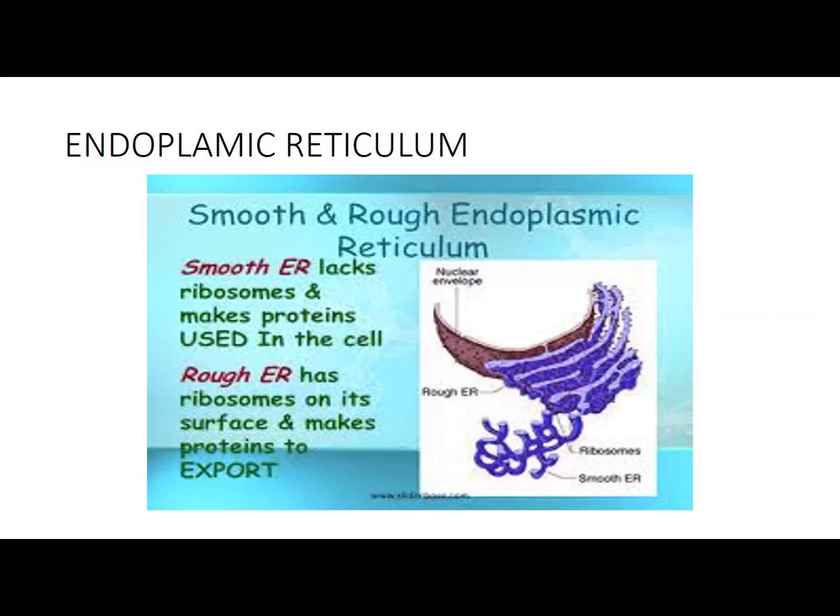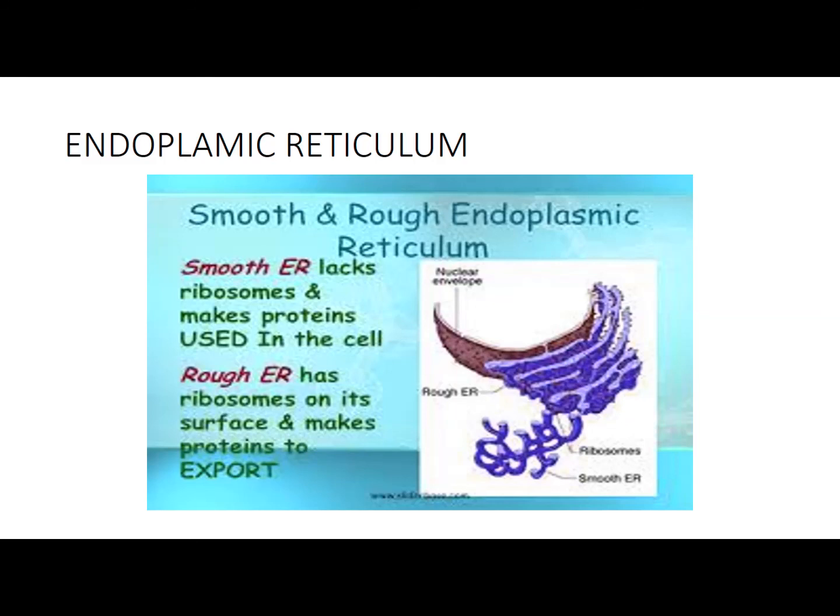Smooth endoplasmic reticulum lacks ribosomes and makes proteins that are used in the cell. But the rough endoplasmic reticulum makes the protein not for itself but for export. Export means to give it to other parts of the cell.